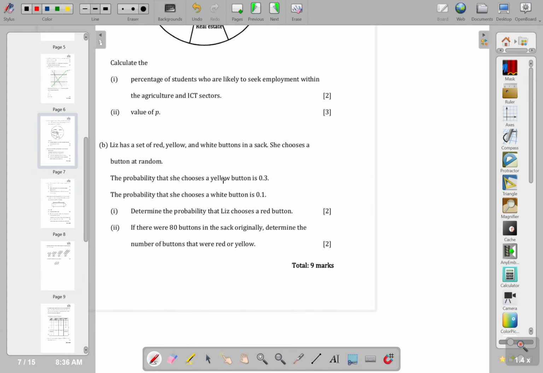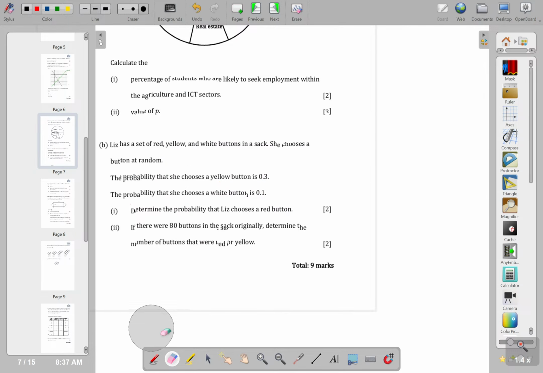Now let's see if I can hammer through these. The probability that she chooses a yellow button is 0.3. The probability she chooses a white button is 0.1. Now, another thing about probability is that probabilities should add up to 1. Probabilities sum up to 1. So remember, she's choosing a button. This is the chance she gets a yellow. This is the chance she gets a white. Well, there's 3 different buttons in there, so what's the chance you get the other one? That's what I want you guys to think about. So probabilities add up to 1.